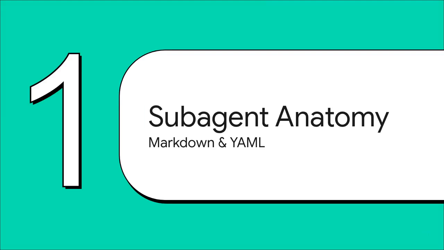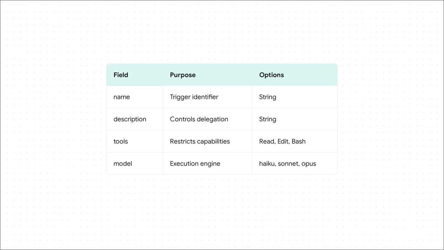Markdown and YAML. A custom subagent isn't some complex black box. It's literally just a markdown file with YAML front matter that you drop right into your project directory at .claude/agents/youragentname.md. Inside, you define a name, a single-line description, tool restrictions, and the execution model.